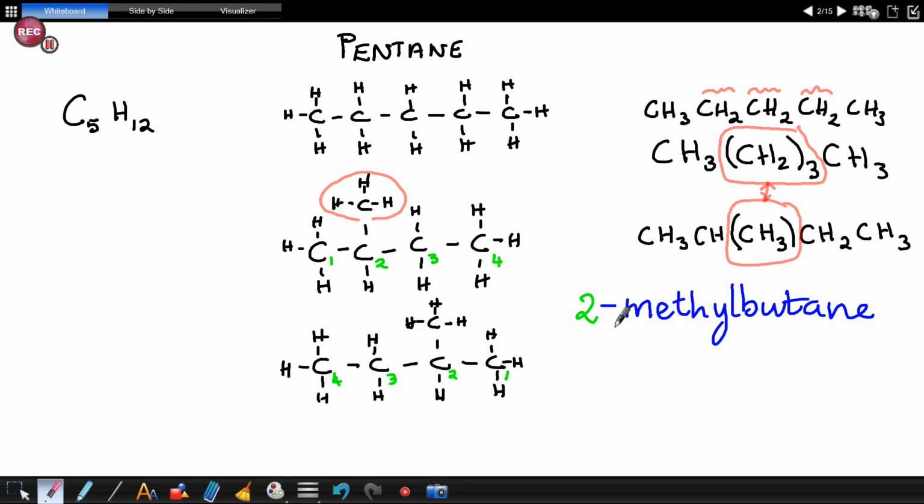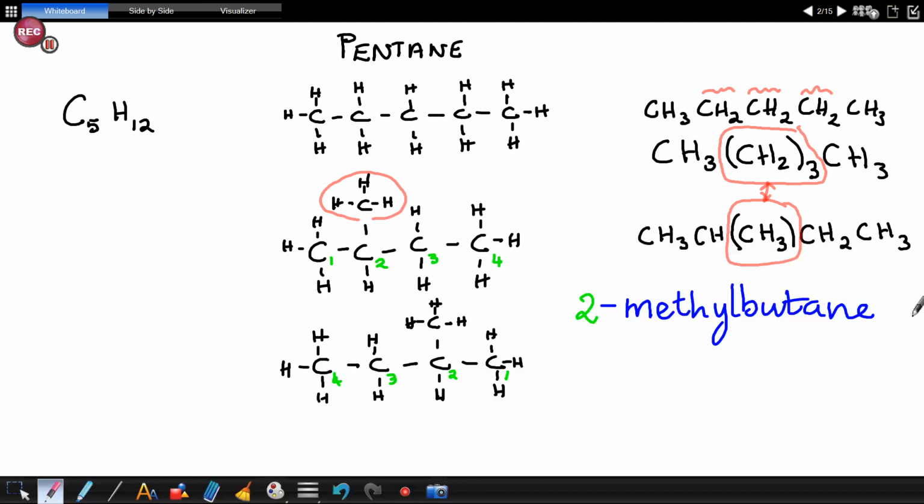Between a number and a letter comes a dash. There is no dash in between; all that should be one word: 2-methylbutane. Wait, sorry, I'm so sorry. No problem. That's fine.